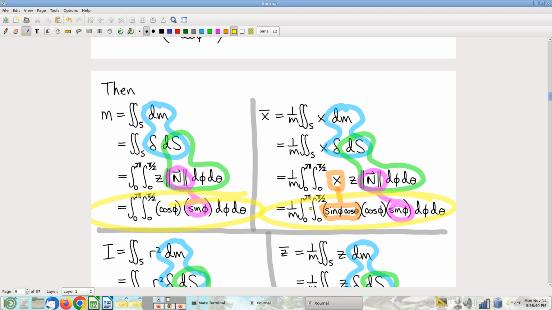Everybody happy? Questions? Feel free. Let's hear some questions if you got them. Yeah, please. What's the difference between the scalar surface integral and the double integral we met before?